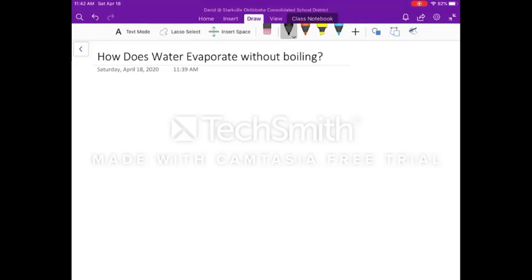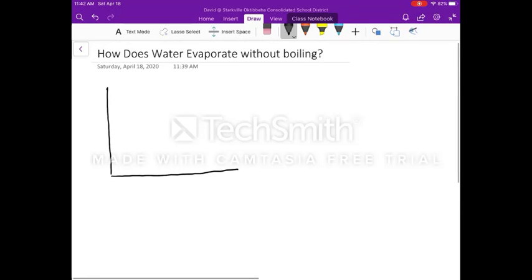All right, welcome to our misconception about how water evaporates without boiling. So, in our experiment, what we should have seen was that as we increase our temperature up to the boiling point, the volumes of water evaporate faster.